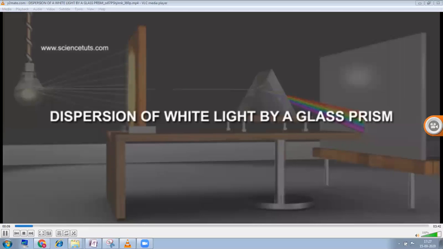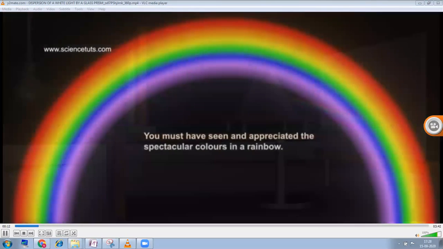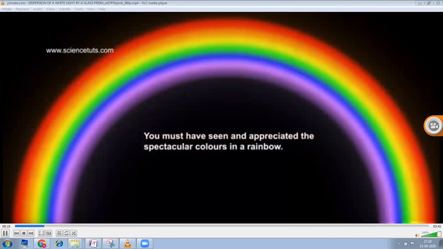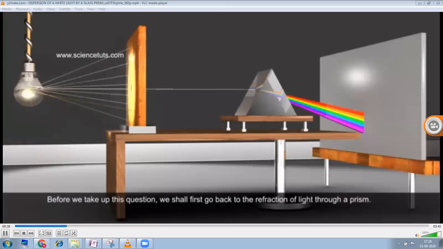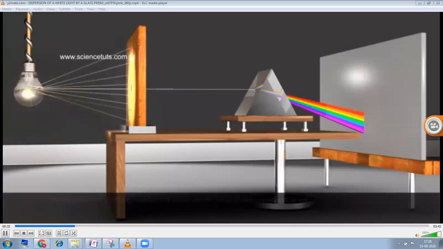Dispersion of white light by a glass prism. You must have seen and appreciated the spectacular colors in a rainbow. How could the white light of the sun give us various colors of the rainbow? Before we take up this question, we shall first go back to the refraction of light through a prism.